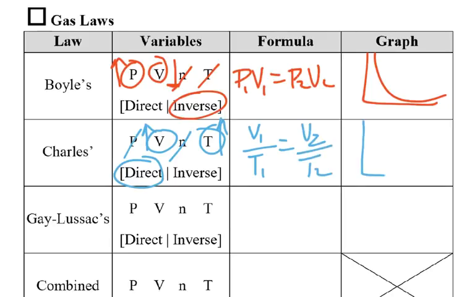What's that going to look like when you do a graph? They both go down and up together. It's going to get larger and larger as you go along.